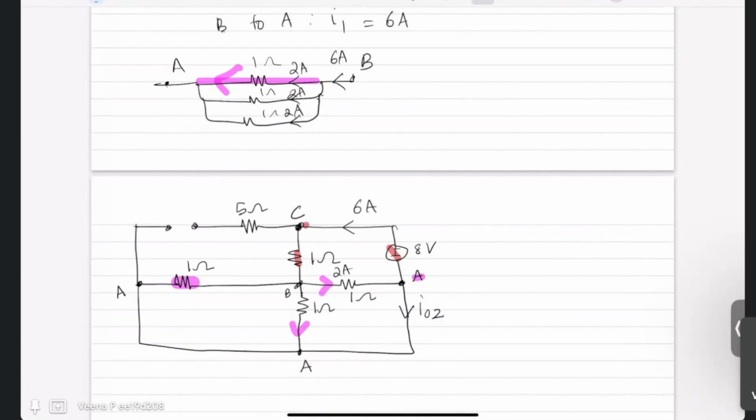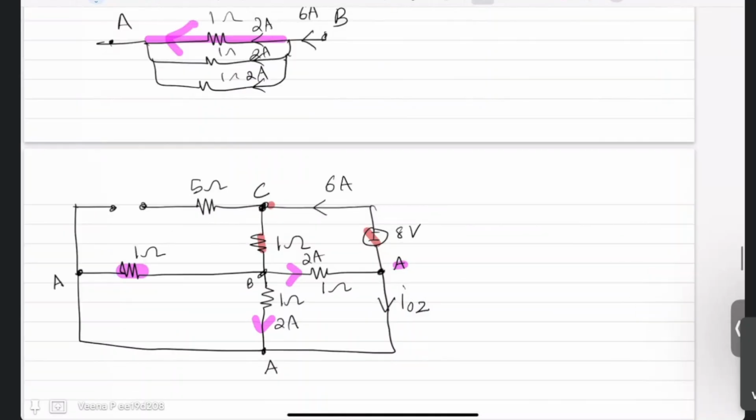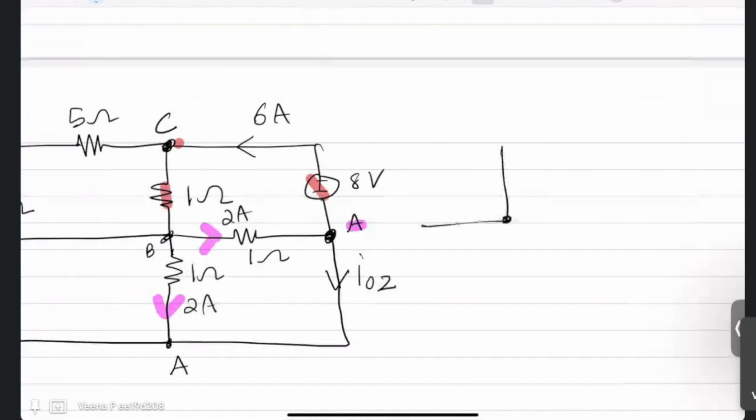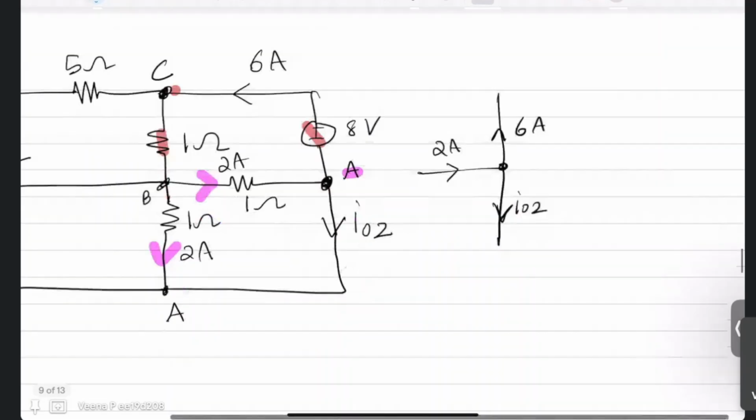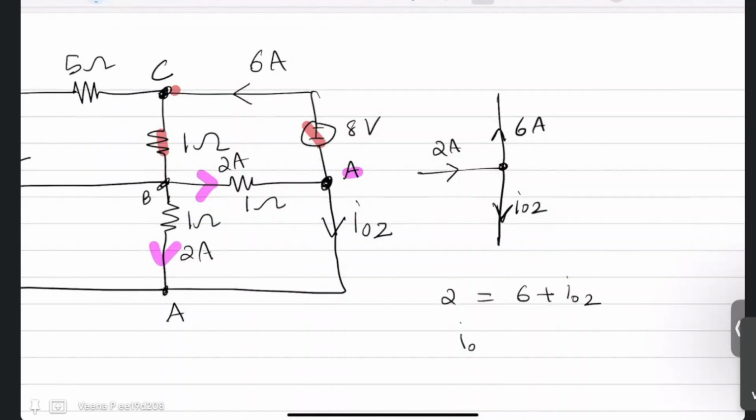2 ampere is flowing. So if you consider this node, 6 ampere is flowing outwards, 2 ampere is coming inwards, and this current is I02. That means incoming current is 2 ampere, outgoing current is 6 plus I02. That means your I02 is minus 4 ampere. This is how you get I02.